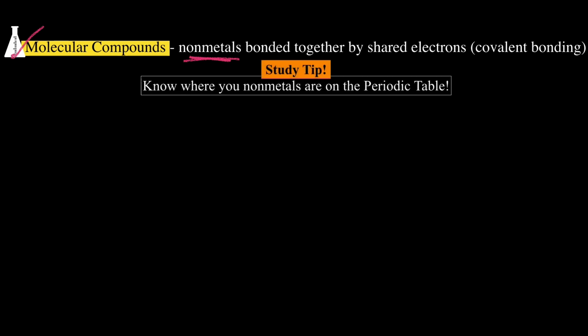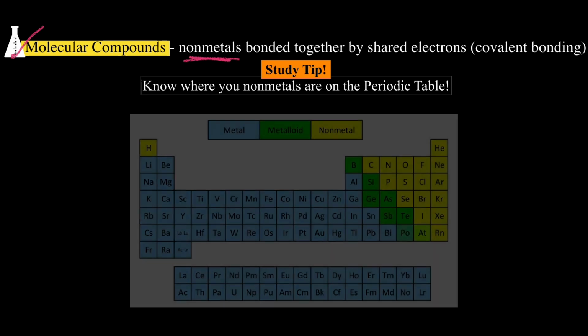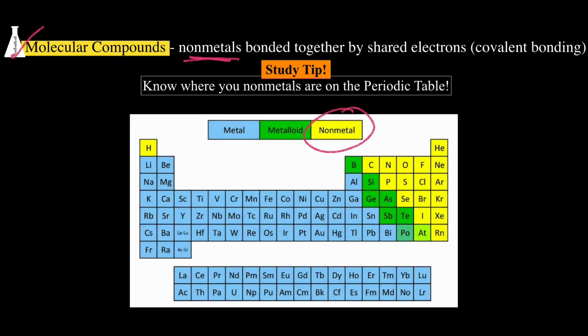First, let's define a molecular compound: non-metals bonded together by shared electrons, or covalently bonded. Here's a study tip. You've got to know where they are in the periodic table. The video does have an example of a periodic table with metals, non-metals, and metalloids all labeled there if you want to refer back to that.